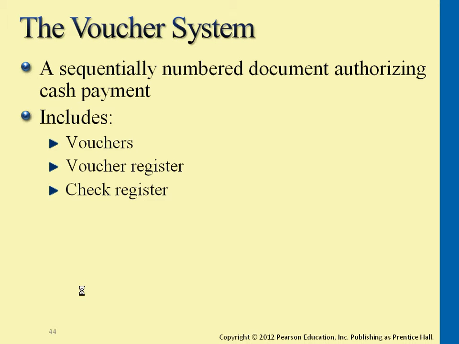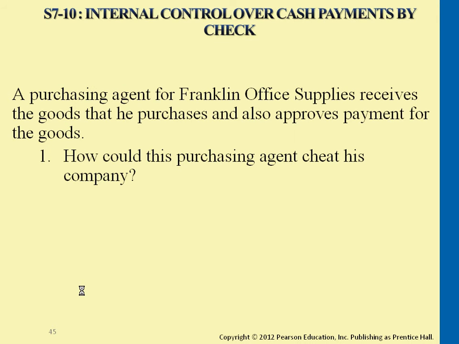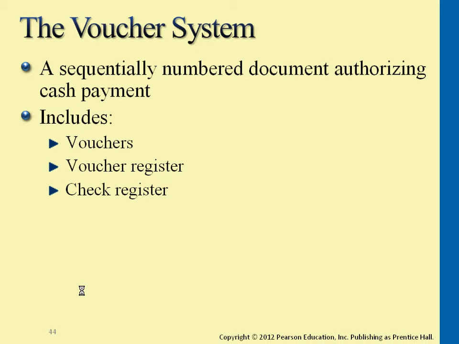A voucher system. A voucher system is a sequentially numbered document authorizing cash payment. So what you would have would be the vouchers, a voucher register, and a check register involved. Okay? So they're the elements of a voucher system.